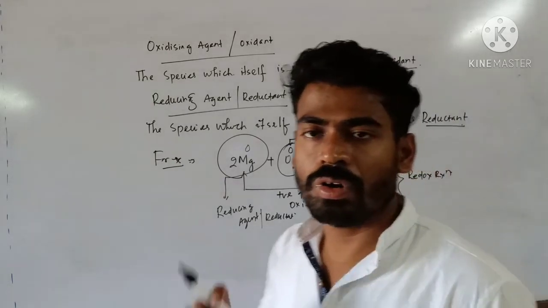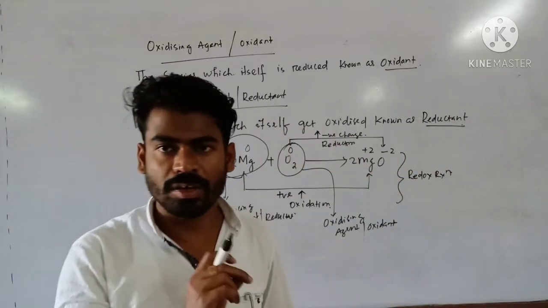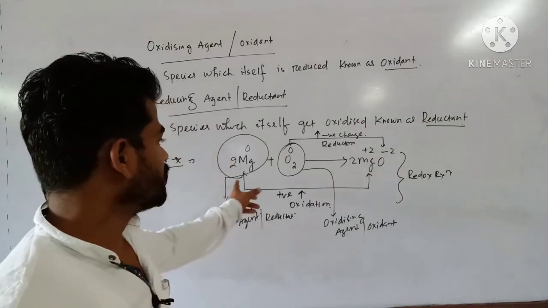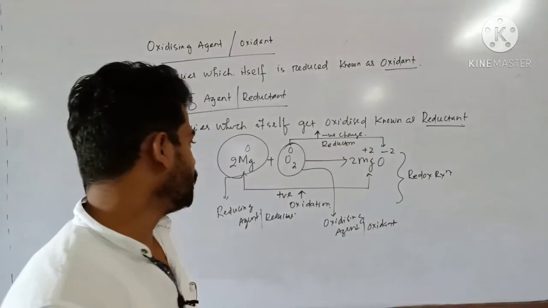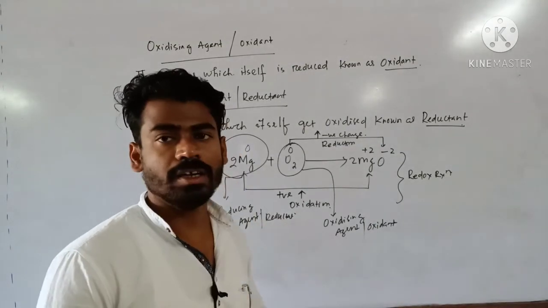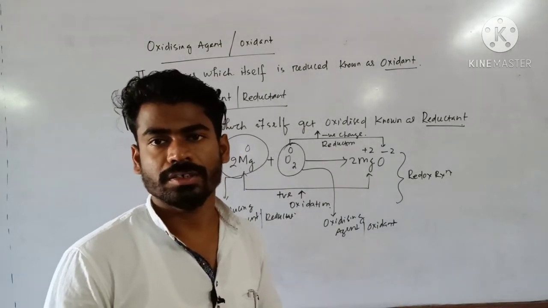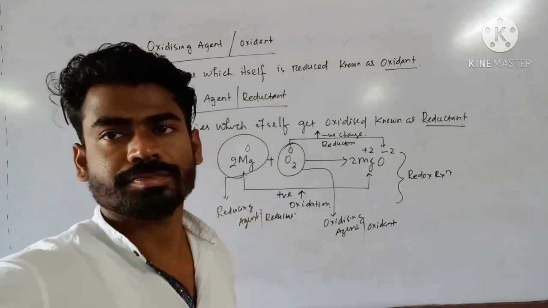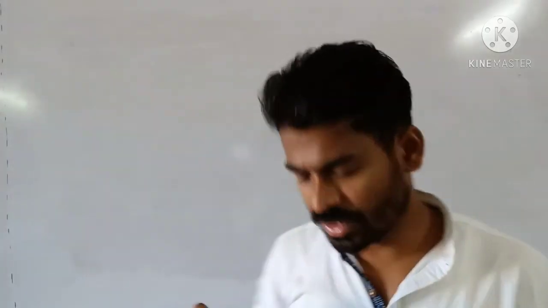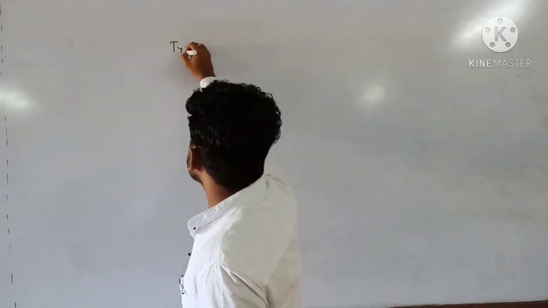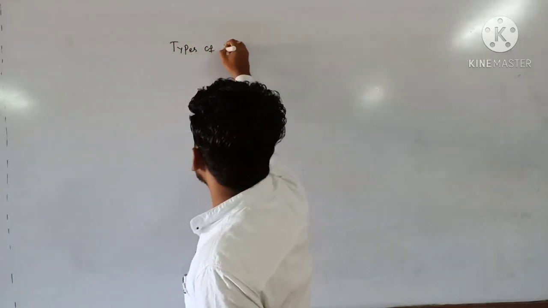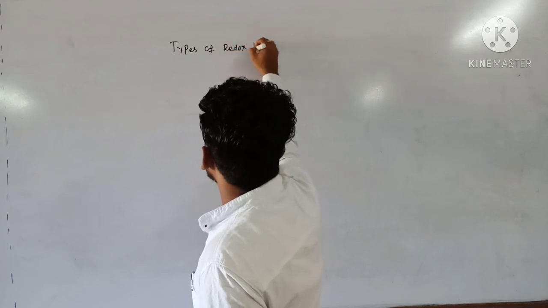But you should know how to find out the oxidation number and how the oxidation number changes from one species to another species. In that case, you can predict which one is oxidizing agent, which one is reducing agent. Clear? Next we will discuss types of redox reaction.